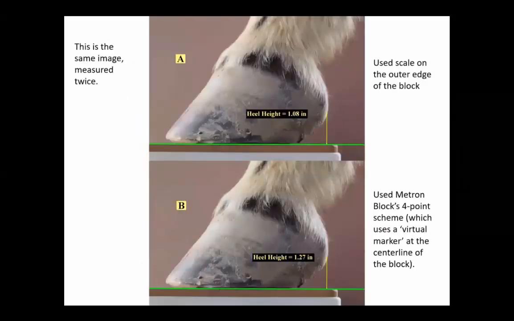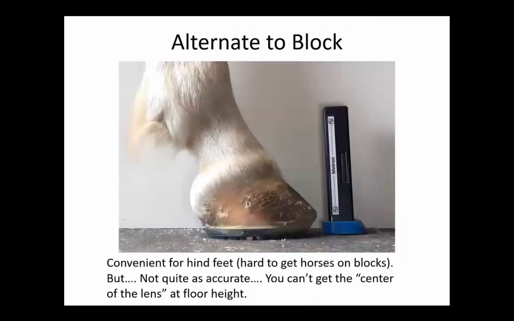So it's a special block for photographing the hoof that lets you get accurate measurements in the center line of the hoof. And the difference it can make is, these two images are exactly the same images. I'm just showing that the top image, we use a scale marker on the outside of the block. The bottom image, we use the 4-point scaling system, which resolves the plane of interest to the center line. And you get 15 or 20% error depending on the setup. Again, if you have the camera further away, you get less of an error and so forth. So, something to think about.